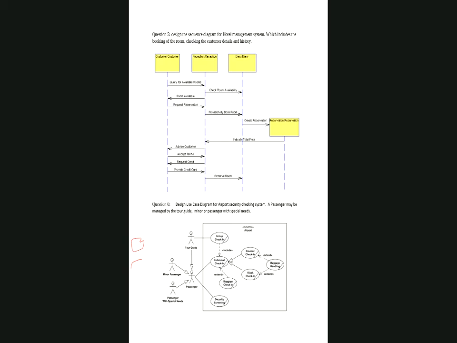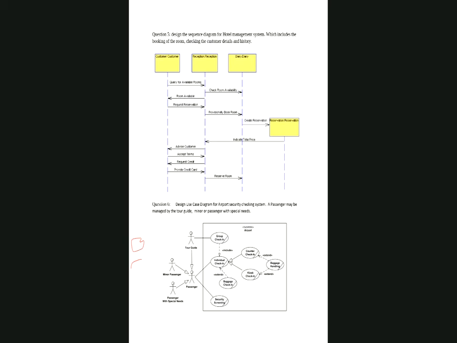Now see here, the first question is: design a use case diagram for an airport security check-in system. A passenger may be managed by the tour guide, minor or passenger with special needs. We have to design a use case for the airport. Whenever a use case is asked, the airport is a business, so that is a system. I draw a rectangle box and give it a name. The name of the business is airport. This is the name of the system.